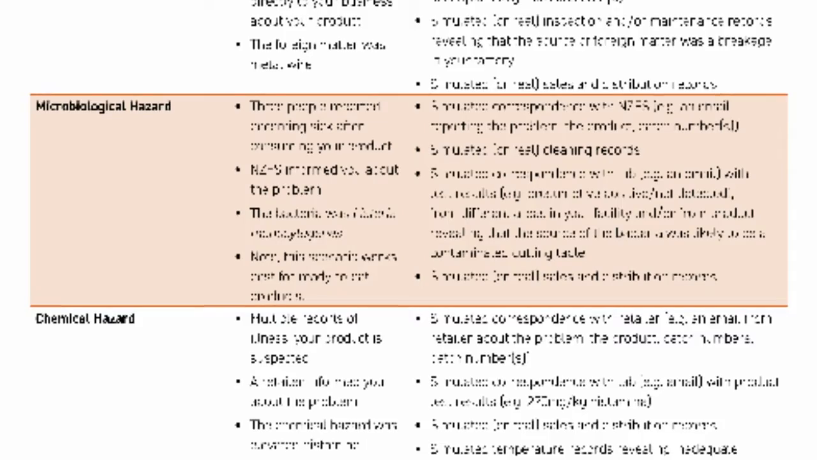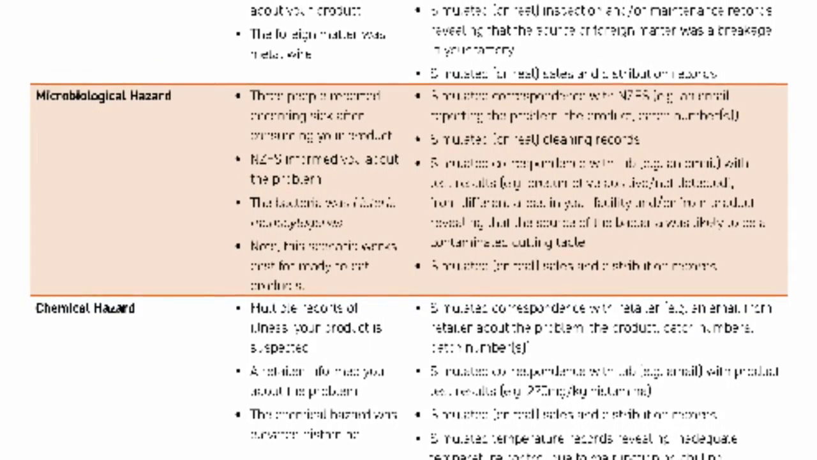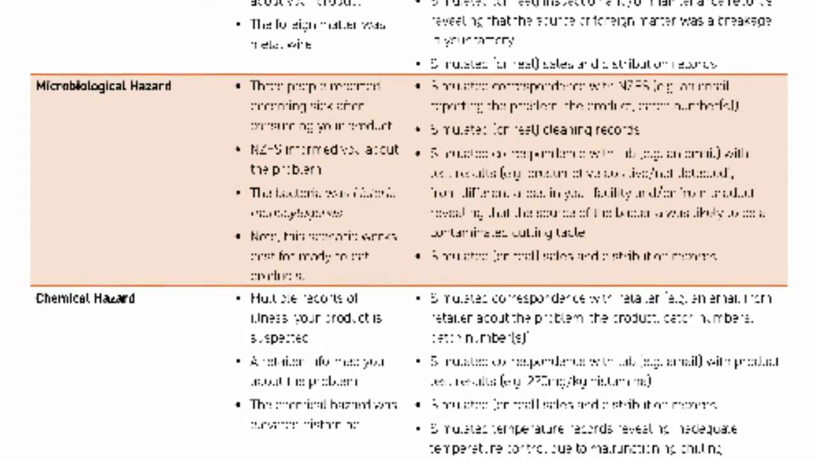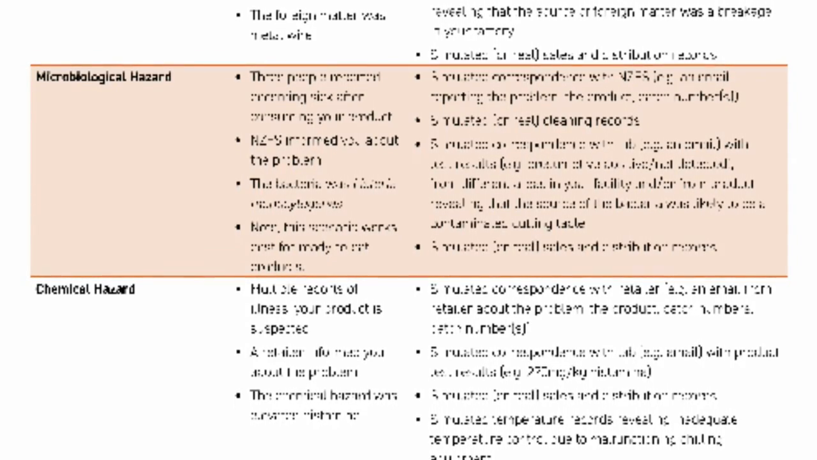Problem: chemical hazard. Backstory: multiple reports of illness. Your product is suspected. A retailer informed you about the problem. The chemical hazard was elevated histamine.